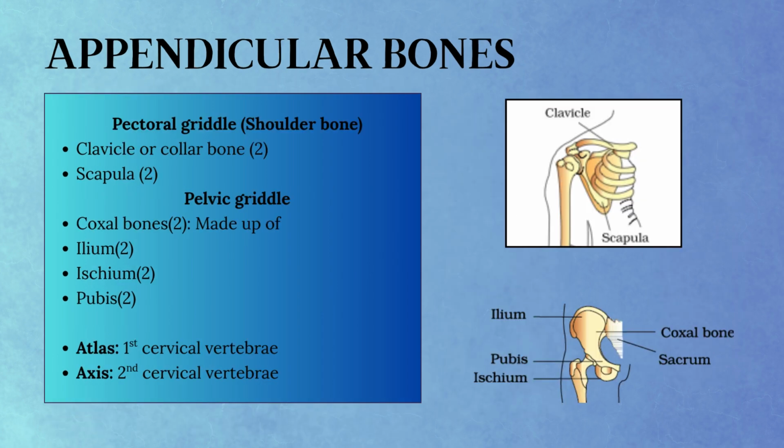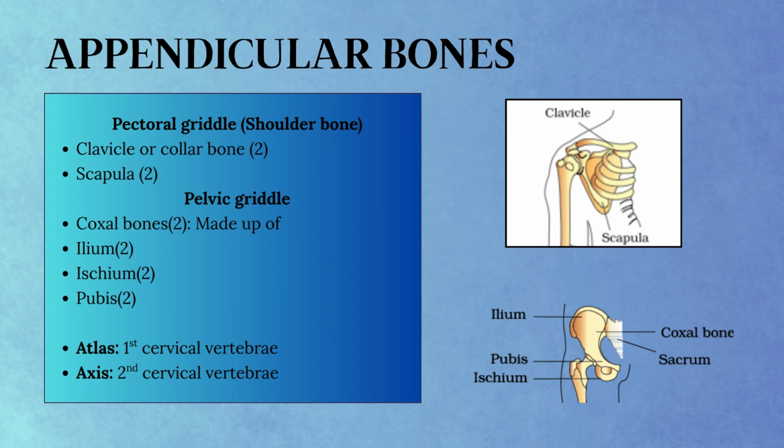Girdles, pelvic and pectoral. Pectoral girdle is known as the shoulder bone. 4. Clavicle or collar bone, 2. Scapula, 2. Pelvic girdle consists of coxal bones, 2, made up of ilium, 2, ischium, 2, pubis, 2. Atlas, first cervical vertebra. Axis, second cervical vertebra.